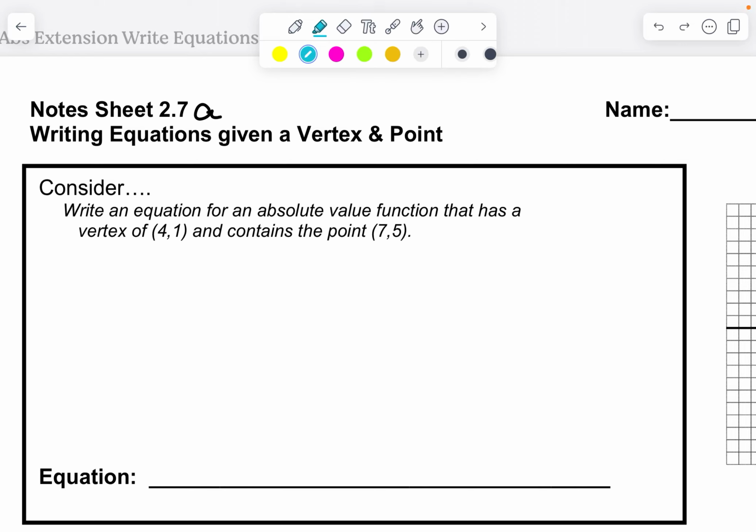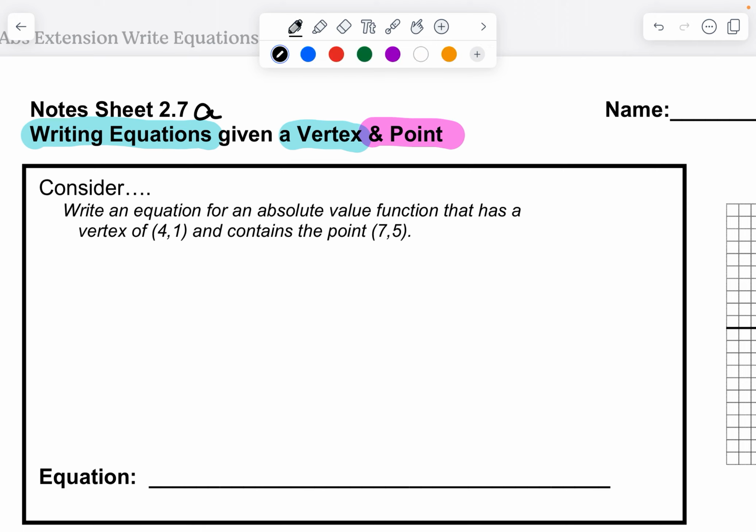Today we're going to continue to talk about absolute value, and in fact, we're going to continue with writing equations of absolute value given a vertex. That sounds pretty familiar, but you're going to find out the new part is also given a point. So we're going to write an equation with a vertex, but also a point.